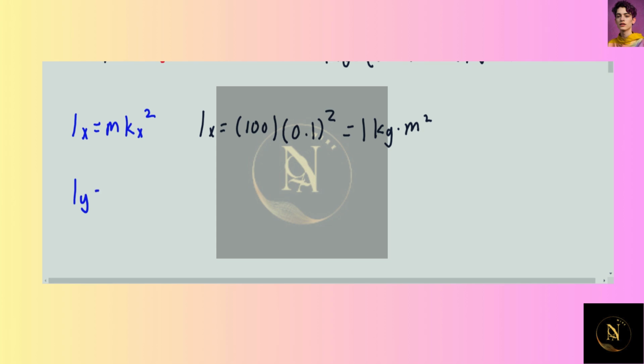For the y component, we write that as the mass m times the y component of the radius of gyration squared. So we plug in the mass, and we plug in k of y, and this will give us a moment of inertia that's equal to 6.25 kilogram meters squared.